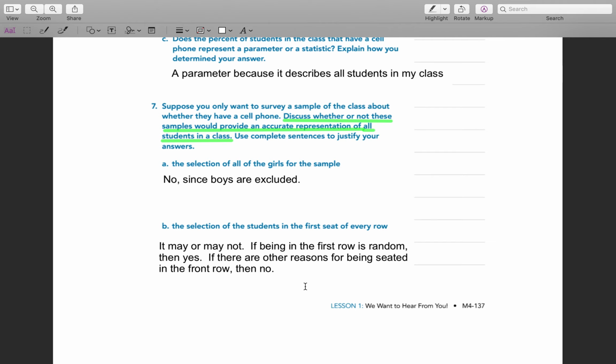But if there are other reasons for being seated in the front row, for example, if I have some students sit in the front row to have them pay attention better because of behavior issues and so on, because of those reasons, it's not going to be random. So then it won't be an accurate representation of all the students in the class. So it won't be, or it may or may not. Okay.